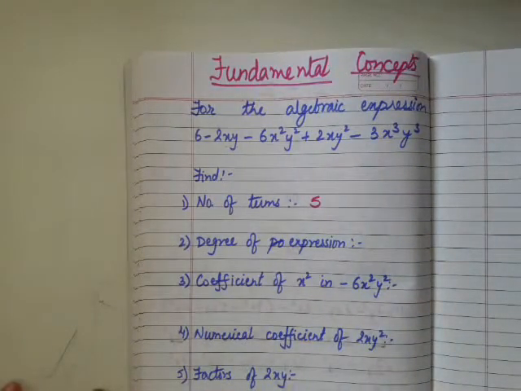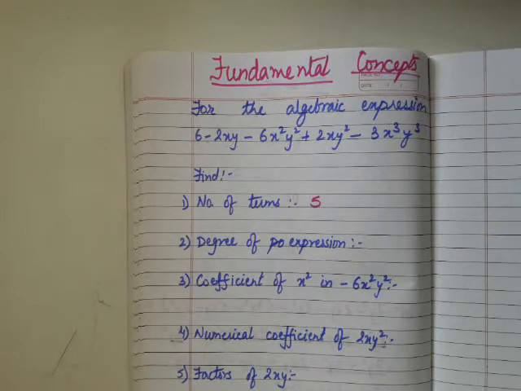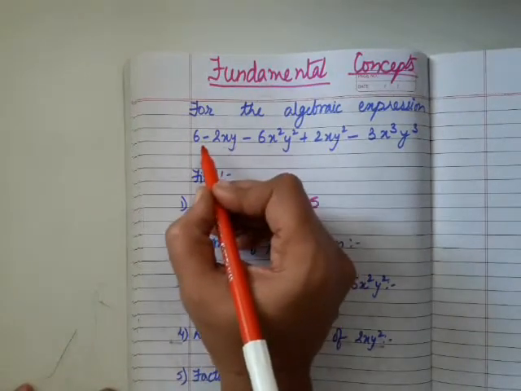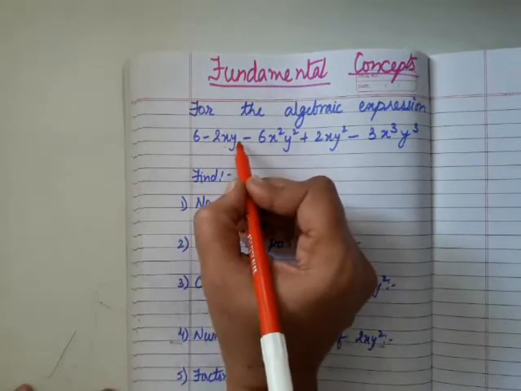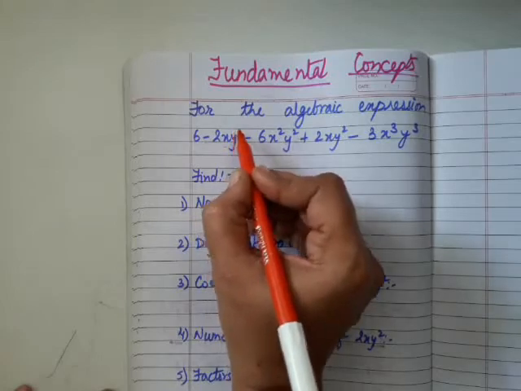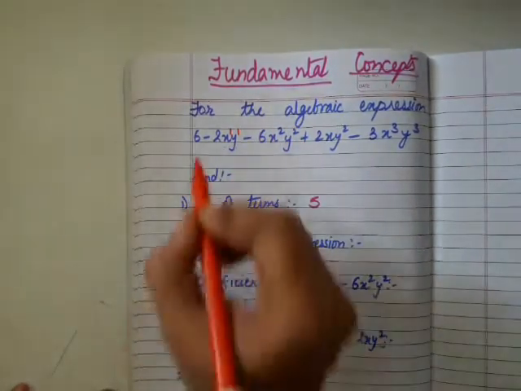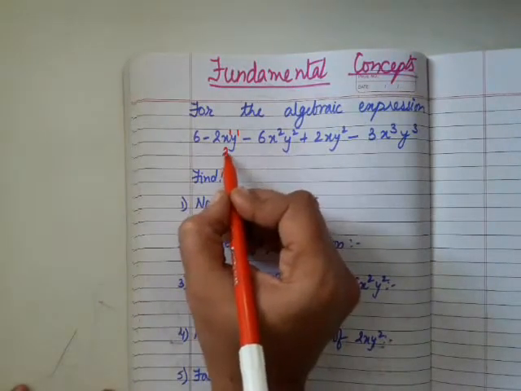The next question is to find out the degree of the polynomial. So what is the degree of the polynomial or degree of expression? Degree of expression is also known as degree of polynomial. Now here, whatever variables are there, whatever their exponential values are, that you need to add. Now 6 does not have any variable here. Now you have 2xy, no exponential value is given. That means by default when no value is there, the value is 1. So 1 plus 1 gives you 2.